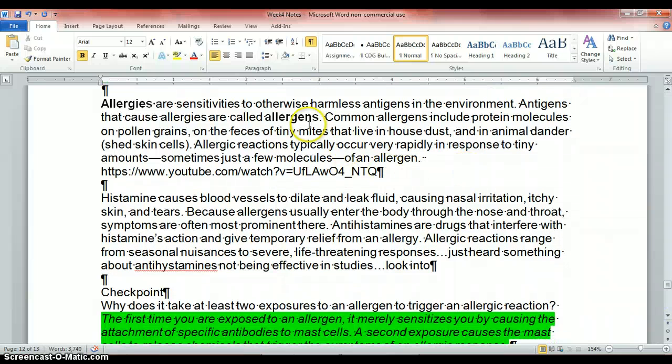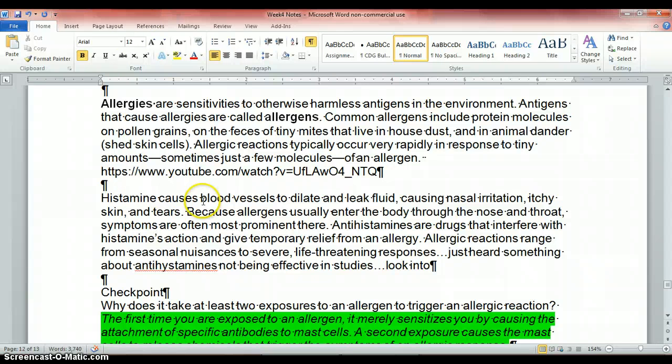Allergies. Allergies are sensitivities to otherwise harmless antigens in the environment. That's what I said, not all antigens are necessarily bad, but we're reacting to them. Antigens that cause allergies are called allergens. Common allergens include protein molecules of pollen grains, the feces of tiny mites that live in house dust, and animal dander, shed skin cells. Allergic reactions typically occur very rapidly in response to tiny amounts, sometimes a few molecules of the allergen. Think of the allergy test that people can have done on their back.